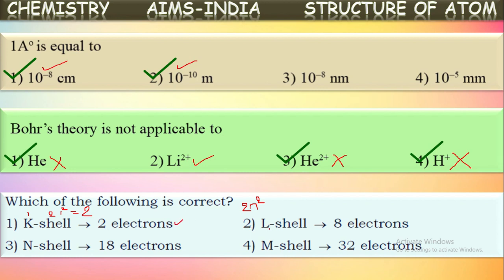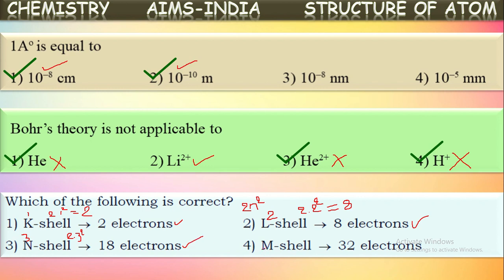Next, the second shell, L, means n value 2. If you substitute the n value in the 2n square formula, it becomes 2 into 2 square. We know 2 square means 4. 4 into 2, 8. So this is also correct. What about the third shell? M shell means n value 3. If you substitute 3 in place of n in 2n square, we get 2 into 3 square. How much does it become? 2 into 9, that is 18. So this is also correct.